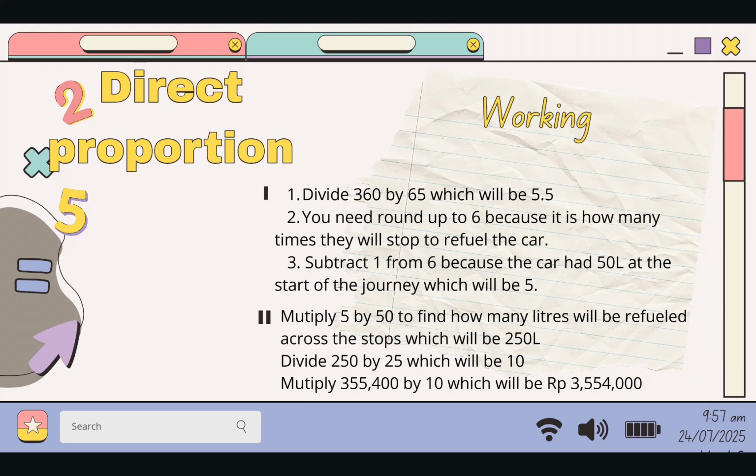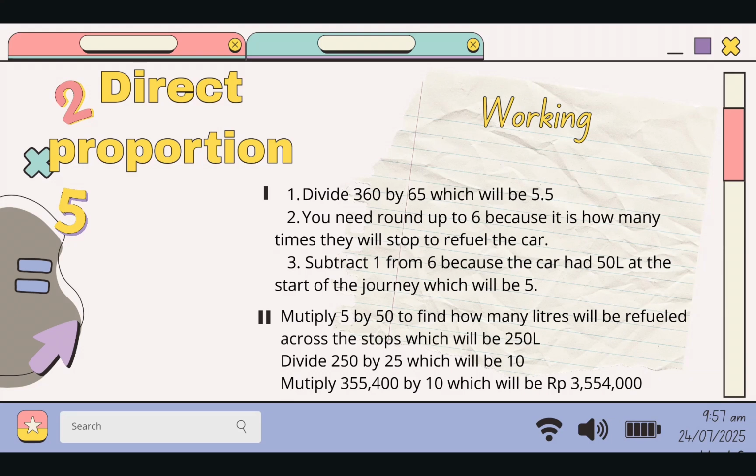And for part two, step one is to multiply 5 by 50 to find how many liters will be refilled across the stops, which will be 250 liters. For step two, divide 250 by 25, which will be 10. Lastly, multiply 355,400 by 10, which becomes 3,554,000 rupiah.